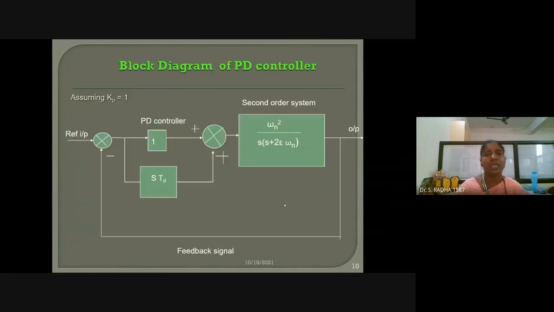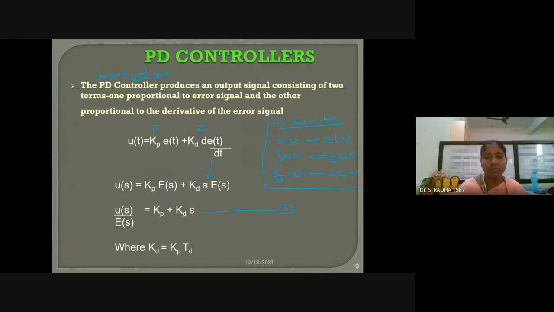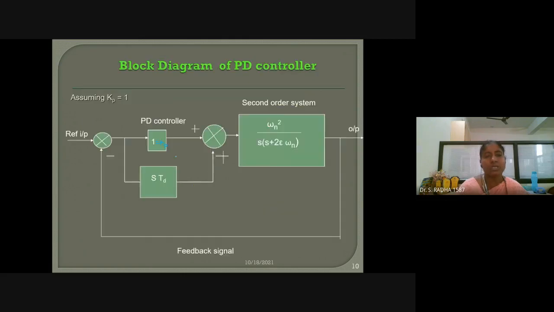Now we will assume Kp value equal to 1. Already 1 is put here in the diagram, the Kp value. And this is s into Td. Otherwise, you can also write Kd into s. So this is the P controller and this is the D controller. These two blocks are in parallel. We have to just add them.